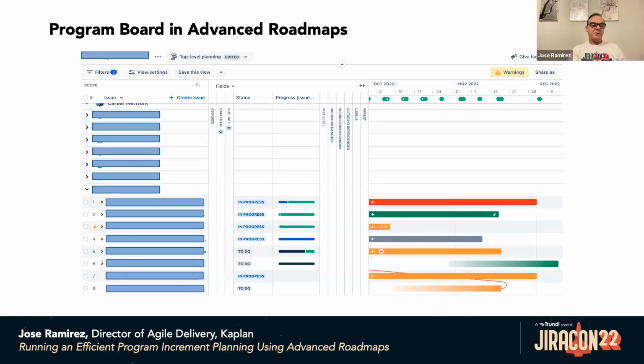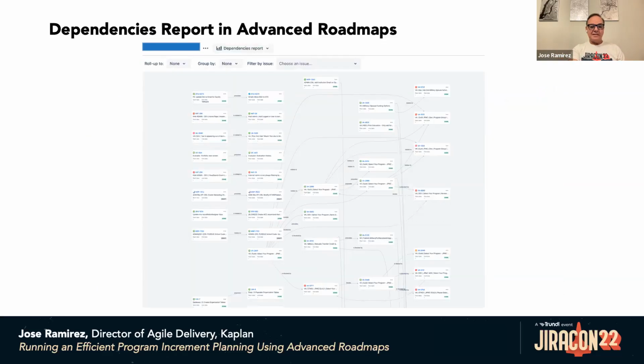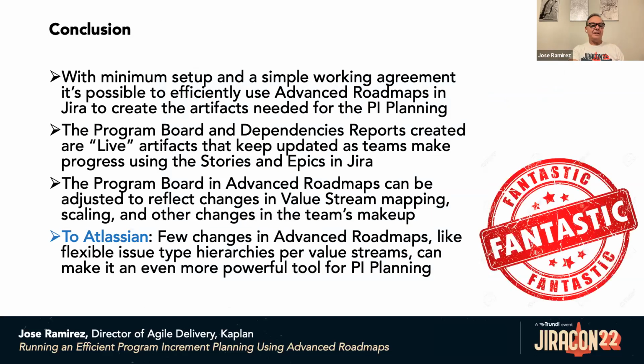And again, constitute an information radiator for the organization. One advantage, and this is the conclusion, is that with minimum setup and a single working agreement, it's possible to efficiently use advanced roadmaps in Jira to create the artifacts needed for the PA planning. So we're talking about the program board, and we're talking about the dependency report. So that's the first conclusion of this.